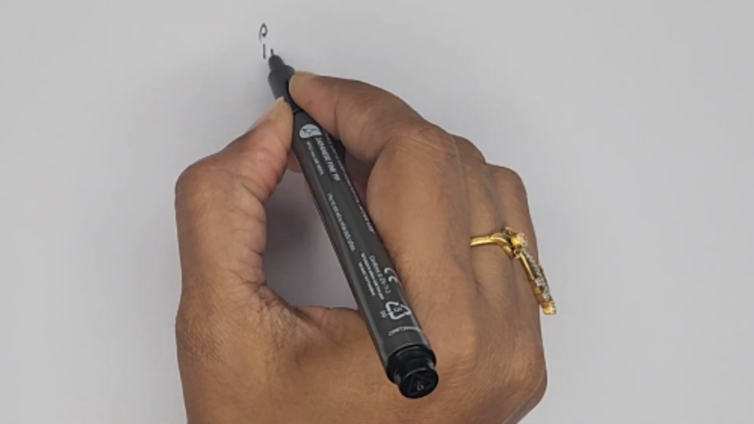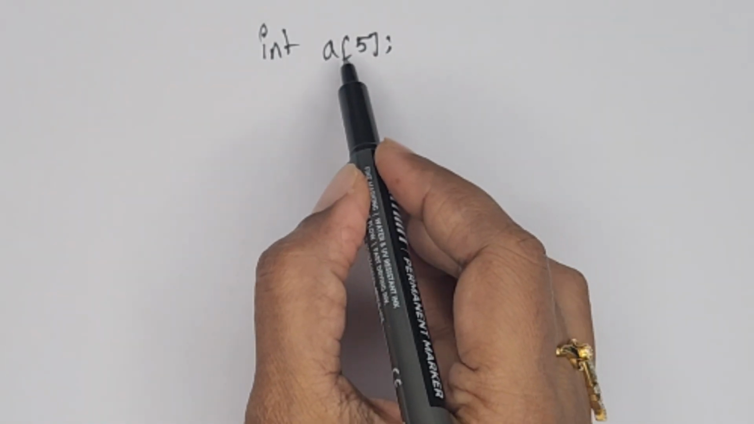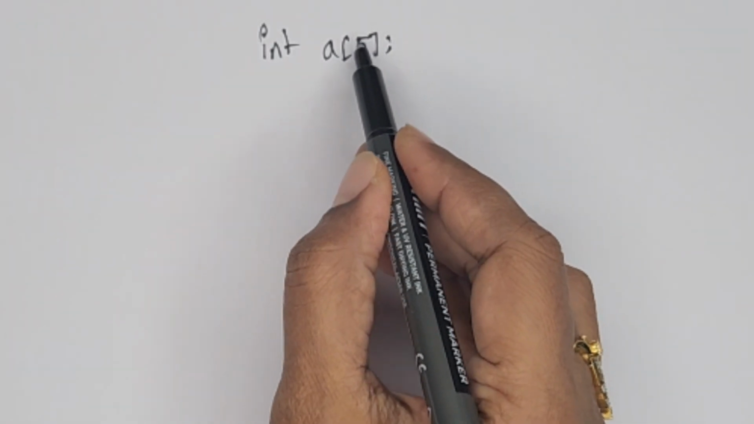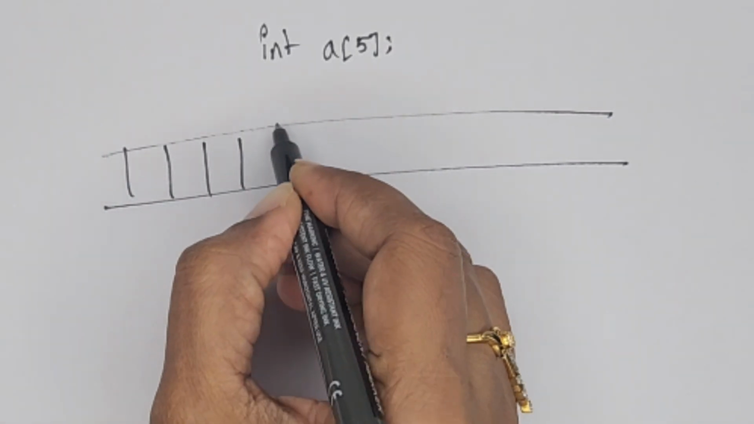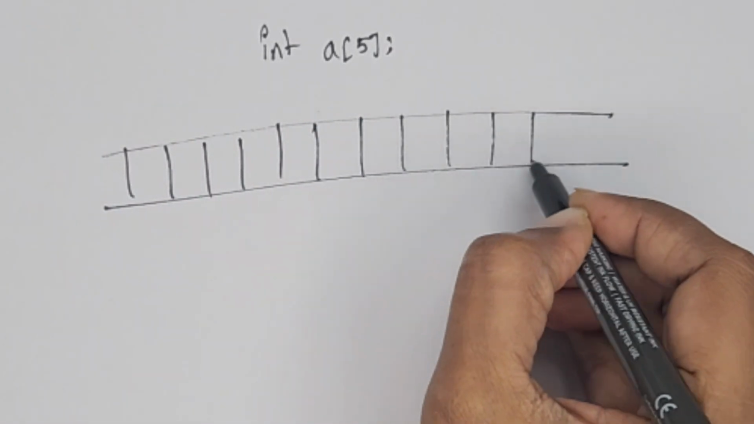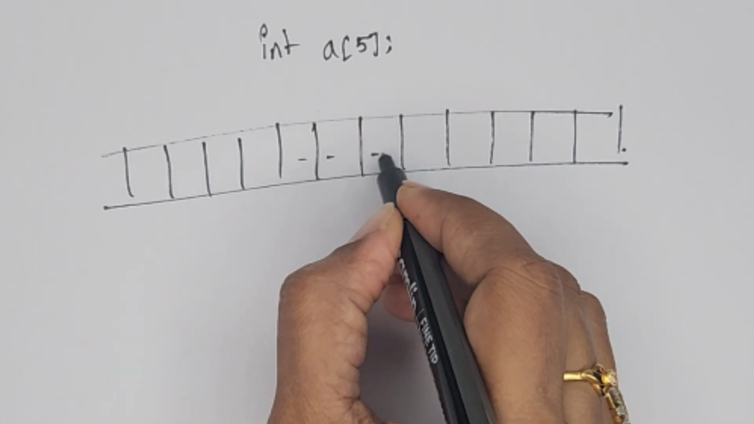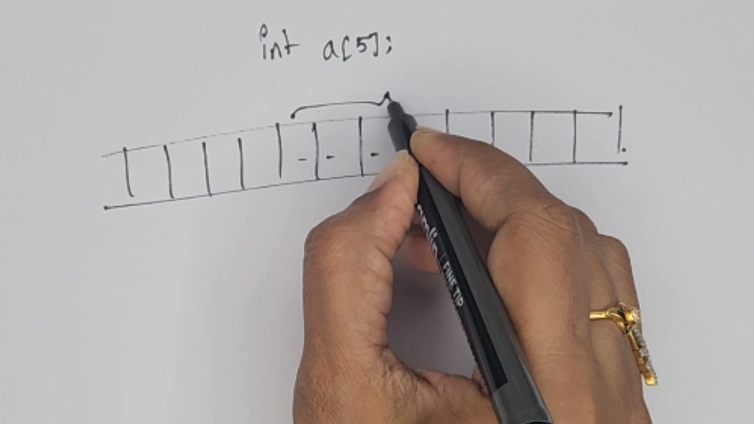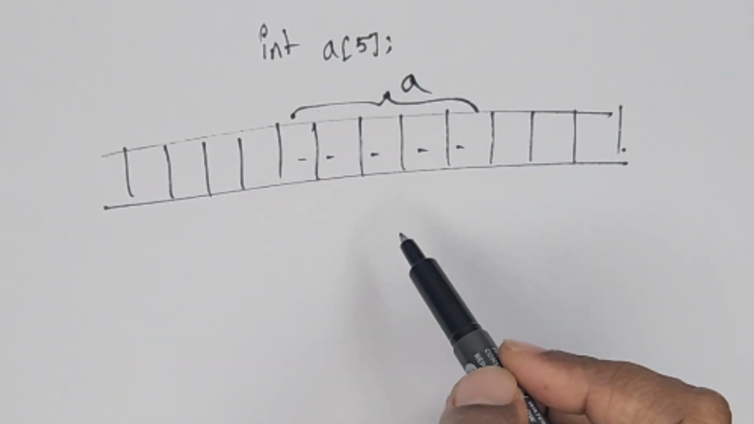So I'm going to declare one array. If we declare an array, this is an array of 5 elements. For 5 elements, it allocates the memory. Just assume all these are memory locations. A of 5 means it allocates memory continuously for 5 elements. The memory name is A, under a single name, so we can store 5 elements.